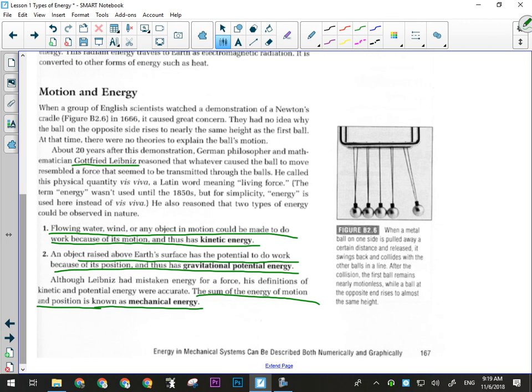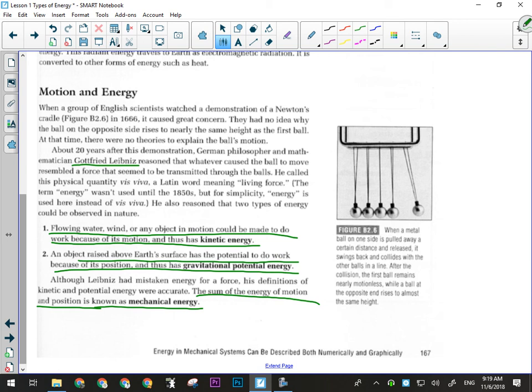We've seen Newton's cradle. Another guy came up with a different demonstration. His name was Gottfried Leibniz. He reasoned that whatever caused one ball to move had to be transmitted through the balls to the other ones, and so he called that, again, vis viva, just like Newton did. But for simplicity, we call it energy.